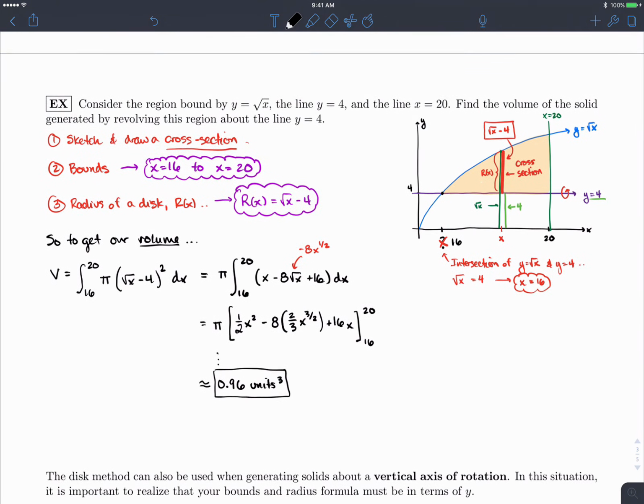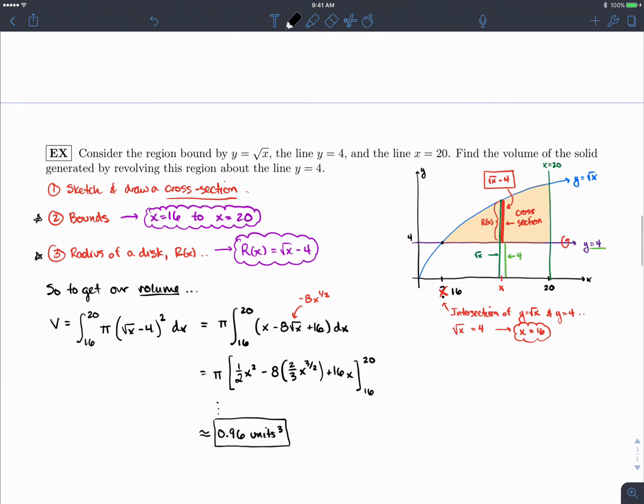All right, so a slightly more difficult one. There's a lot of front-end work where we had to set this up, but the methodology, the mechanics of the disk method, it's all still there. It's finding the bounds, it's then getting that radius, setting it up in the formula for the disk method, and then evaluating.